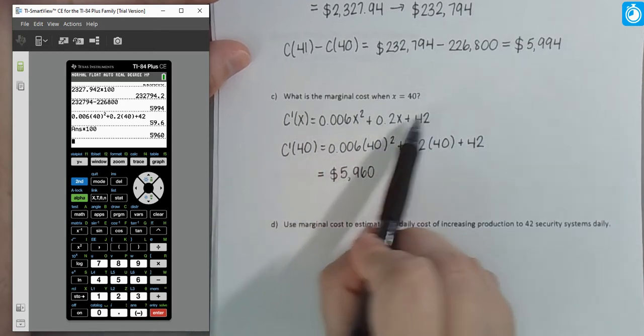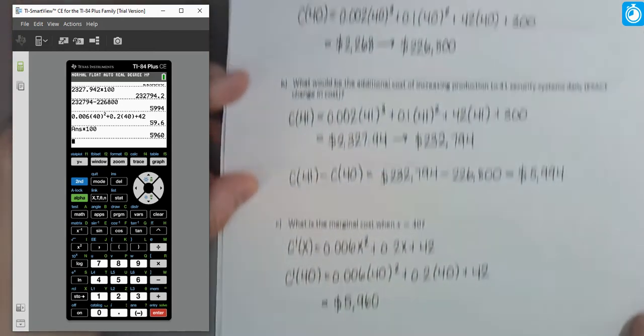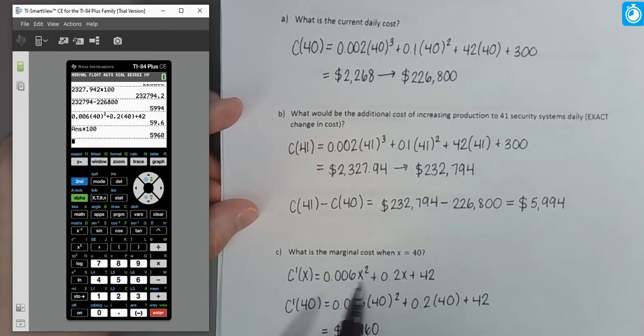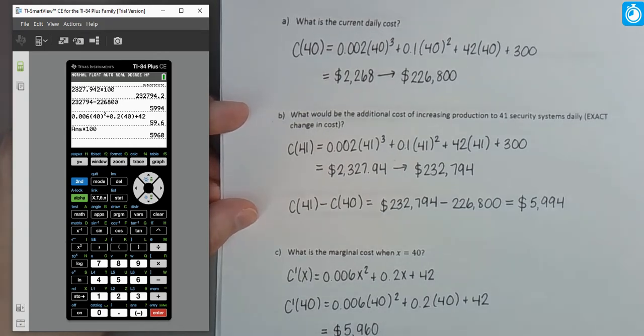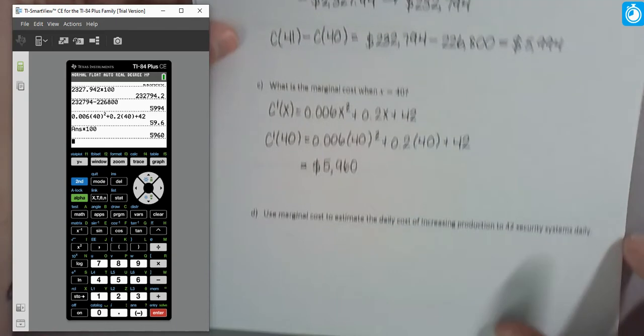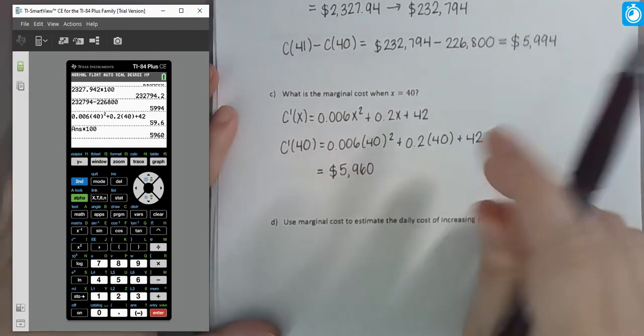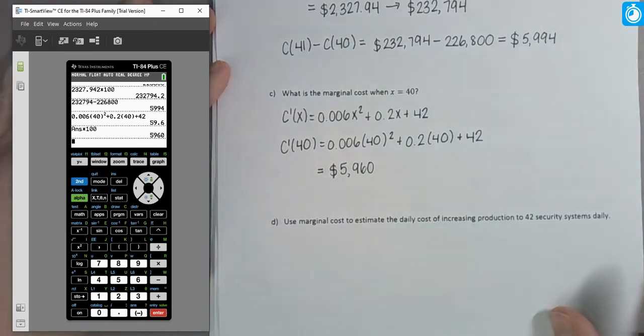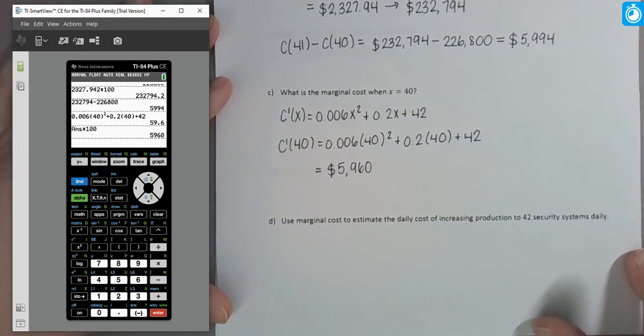So by finding the derivative here, we're essentially doing all of the real work for a problem like this, but we're finding a formula that's going to work not just for 40 to 41, but for any number to that one additional unit. So it is a major time saver, assuming we're okay with that slight discrepancy, which in most cases is not going to be a huge deal.